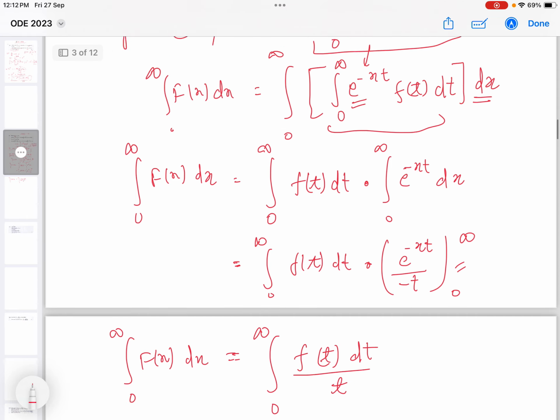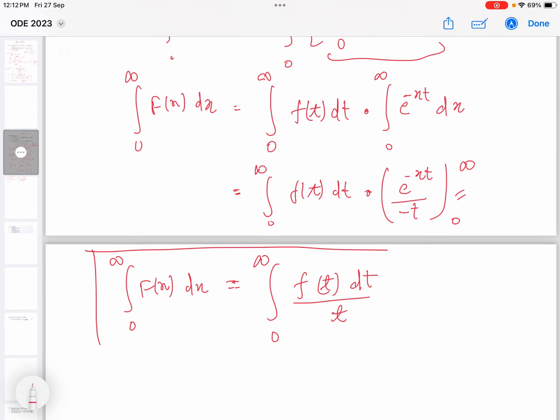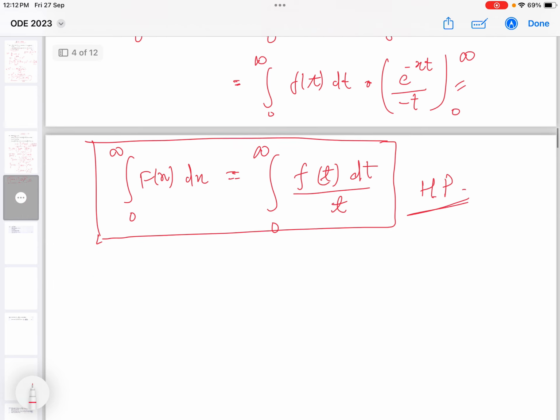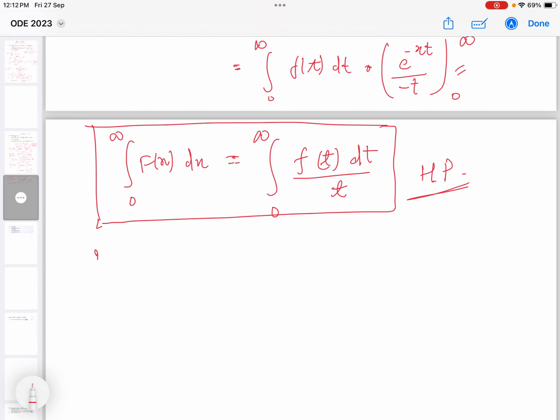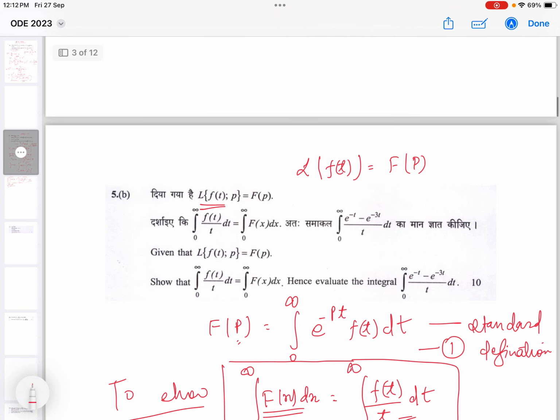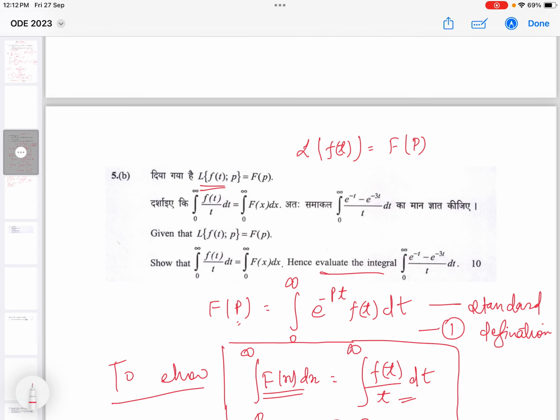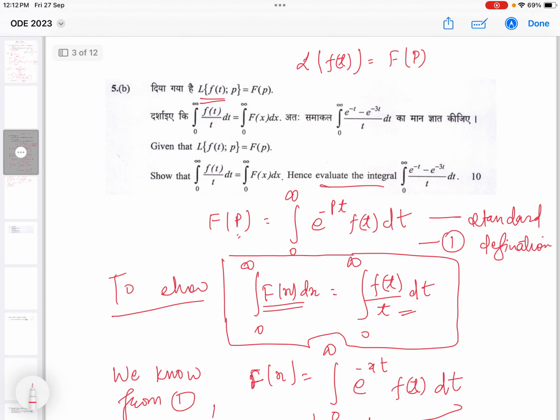So finally we have what we needed to prove. This was the thing that we were told to prove. So hence proved. Coming to the second part. The second part was that we need to evaluate this integral. If we compare the whole thing with this one, we say that f of t would be e to the power minus t minus e to the power minus 3t.